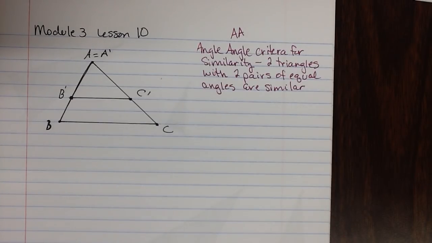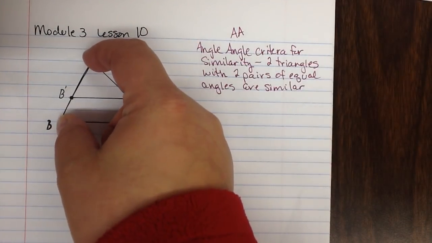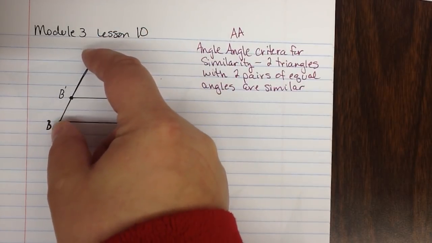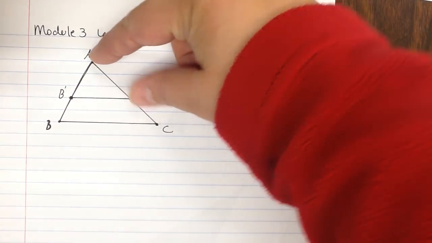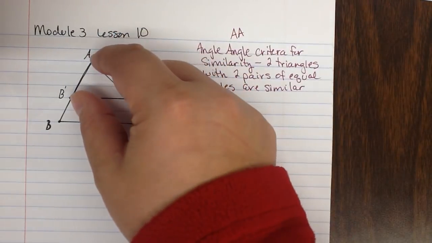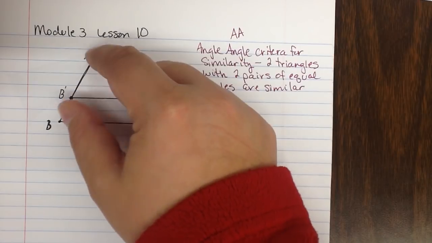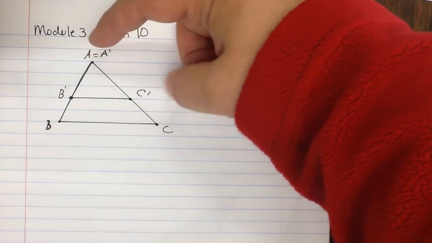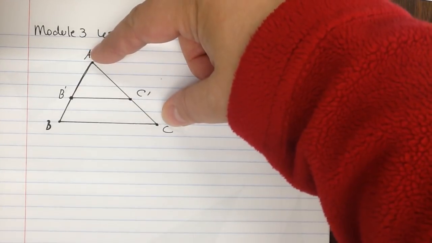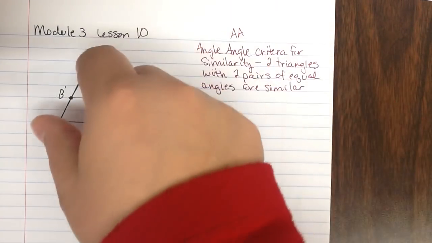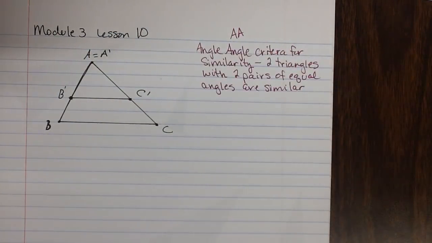What other property do similar triangles have besides equal angles? Okay, the other property is that the corresponding sides are in proportion to each other. So B prime C prime is in proportion to BC, A prime B prime is in proportion to AB, and A prime C prime is in proportion to AC. They have the same scale factor, and they've been dilated by the same factor, so they're proportional to one another.